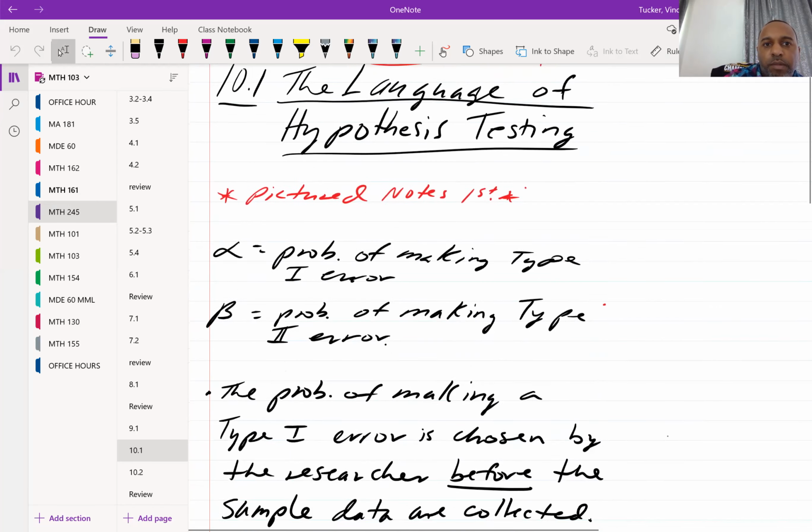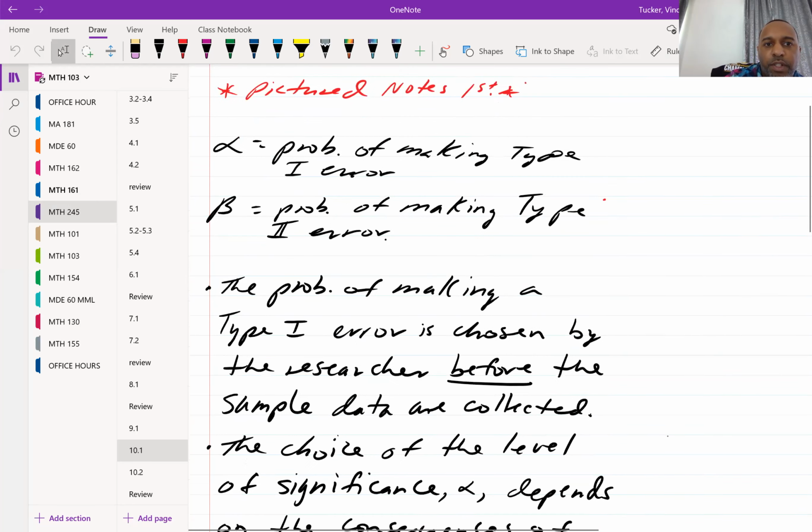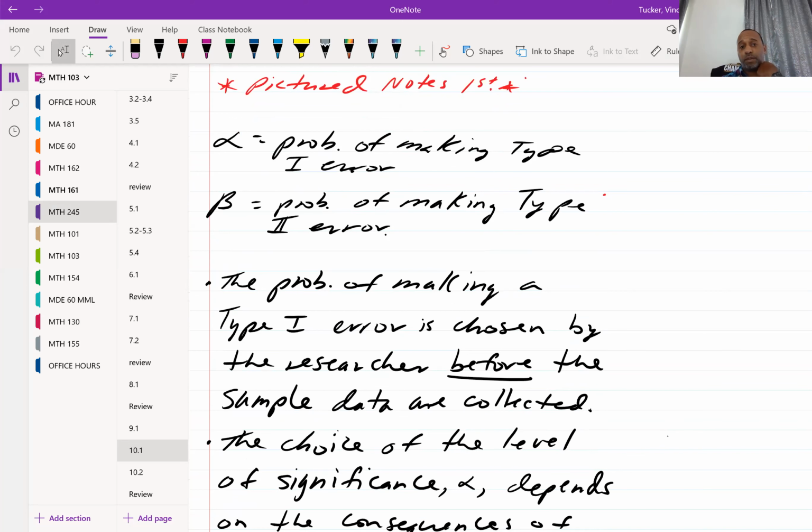All right, so we're still in section 10.1, finishing up those notes, talking about the major difference between type 1 and type 2 error. Like I mentioned already, the Greek letter alpha is the probability of making a type 1 error, and the Greek letter beta, just like a B with a little longer stem, is the probability of making a type 2 error.